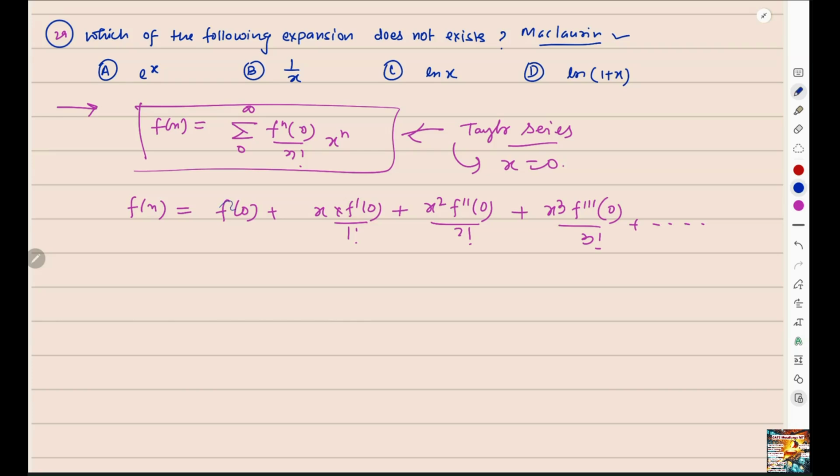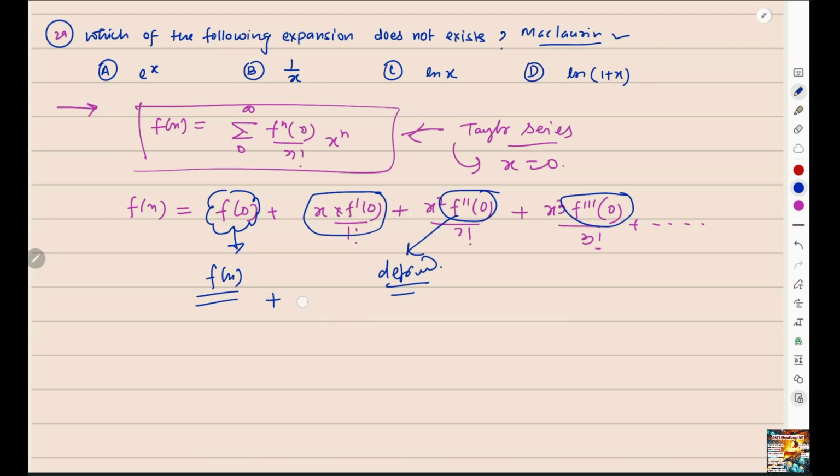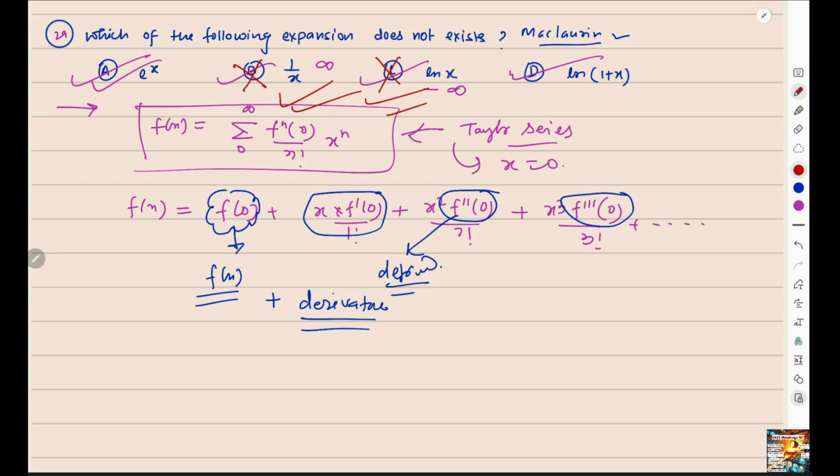So clearly we can see that if f(x) is undefined at x equal to 0 this is not valid. So the function value is critical; it should not be undefined. Also we can see that these are derivative terms here, so these should also be defined. So function value plus their derivatives should be defined. Out of the 4 options here, the derivative for option A is defined, B is not defined, C is also not defined because it takes minus infinity, this takes infinity. Option D is defined here. So for this case, Maclaurin series does not exist for option B and option C. So these two are correct. Moving to the next question.